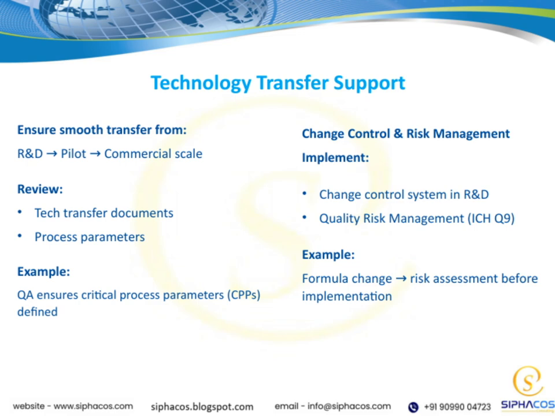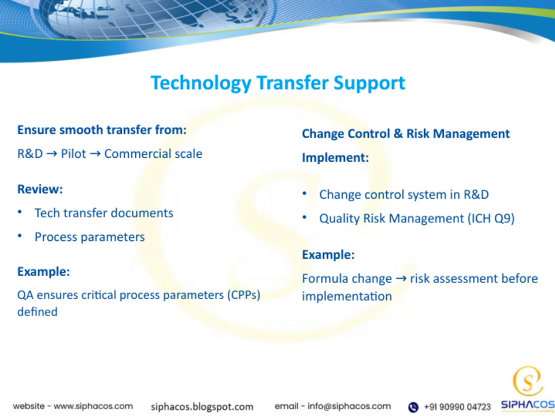It's also vital to ensure a smooth transfer from R&D to pilot, and then to commercial scale. This involves reviewing key documents related to technology transfer and examining process parameters carefully. For instance, QA plays a critical role here. They ensure that critical process parameters, or CPPs, are clearly defined and controlled. This way, we maintain consistency and quality throughout the transfer process. Supporting technology transfer effectively is essential to keep everything aligned and to safeguard the integrity of the process as we scale up.